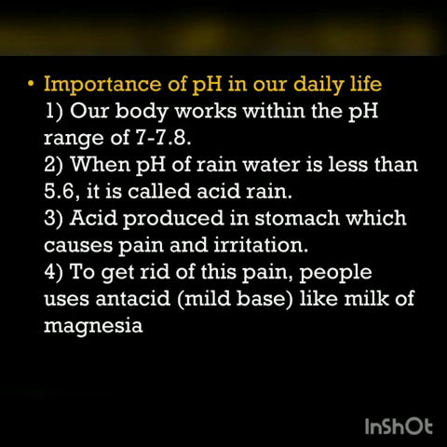Importance of pH in our daily life. Our body works within the pH range of 7 to 7.8. When the pH of rainwater is less than 5.6, it is called as acid rain. Acid produced in stomach which causes pain and irritation. To get rid of this pain, people use antacid like milk of magnesia.